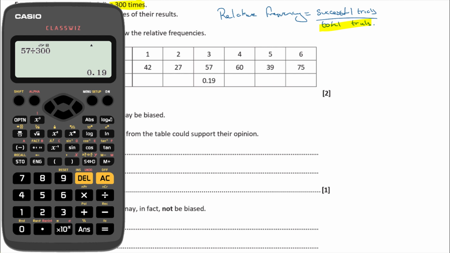Yes, you do. So let's just do that with the others. We're just going to divide each one by 300. So 42 divided by 300, that is 0.14.